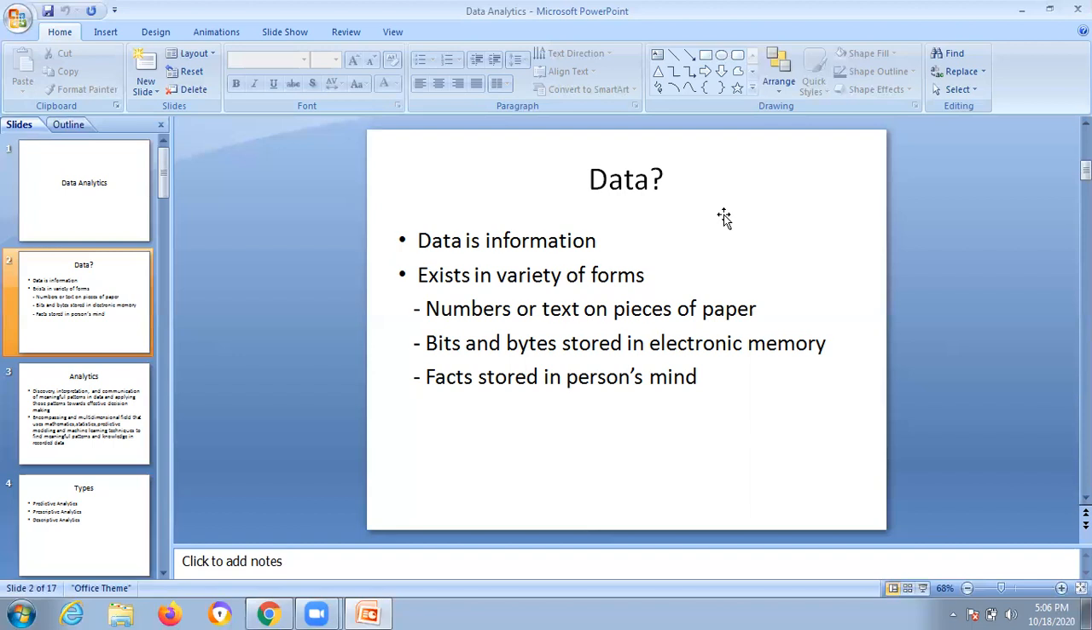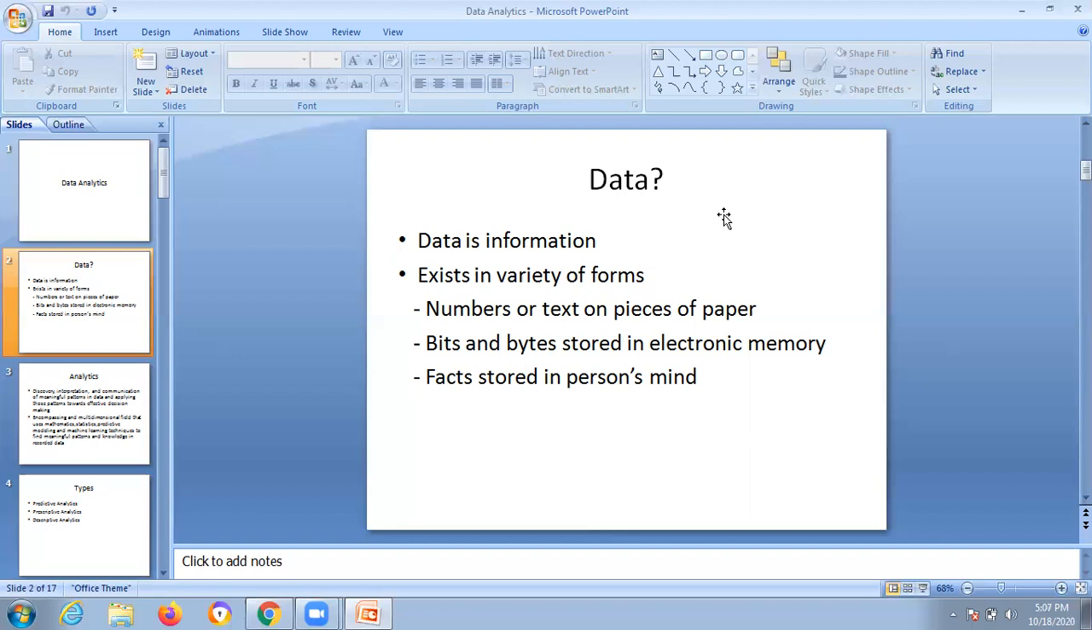And next, bits and bytes. Computers can understand bits and bytes. In computer terminology and in computer language, data is accepted as bits and bytes. One byte is equal to 8 bits. It will be stored in the electronic memory.